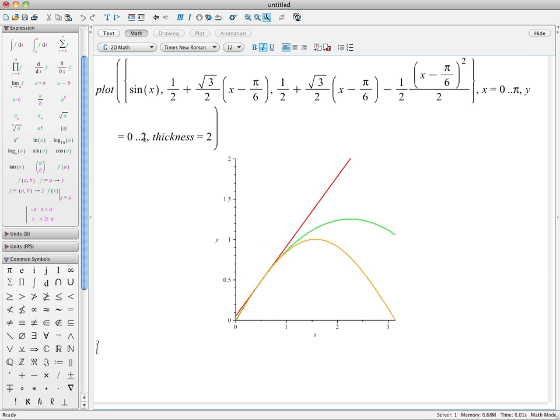There we go. And actually I have my colors turned around. No, I didn't. This is sine x, and this is the approximation. I did get my colors turned around when I was looking at it a little bit earlier. Okay.